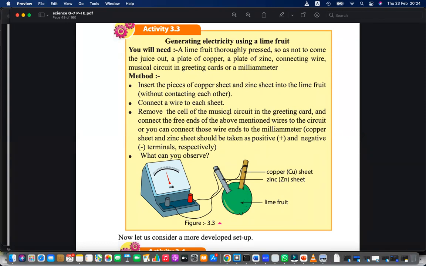Remove the cell of the musical circuit in the greeting card and connect the free ends of the above-mentioned wire to the circuit. You can connect those wires to a milliammeter also.